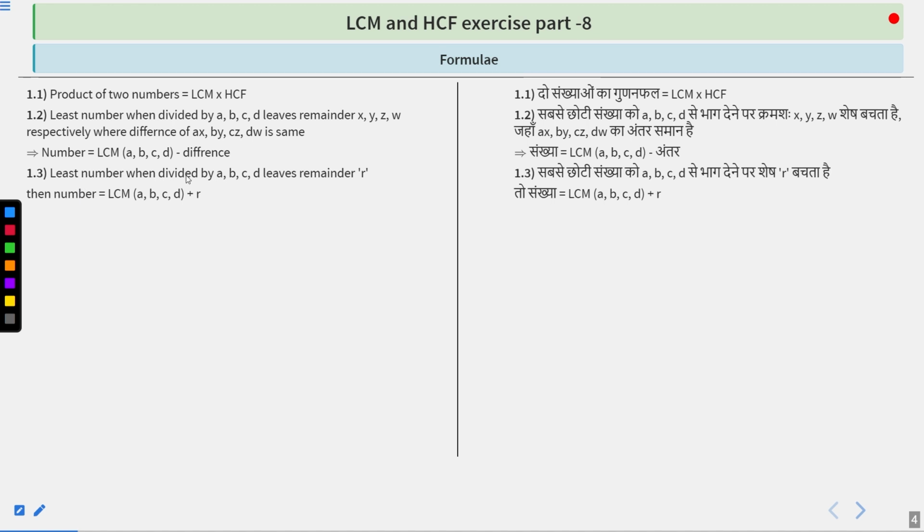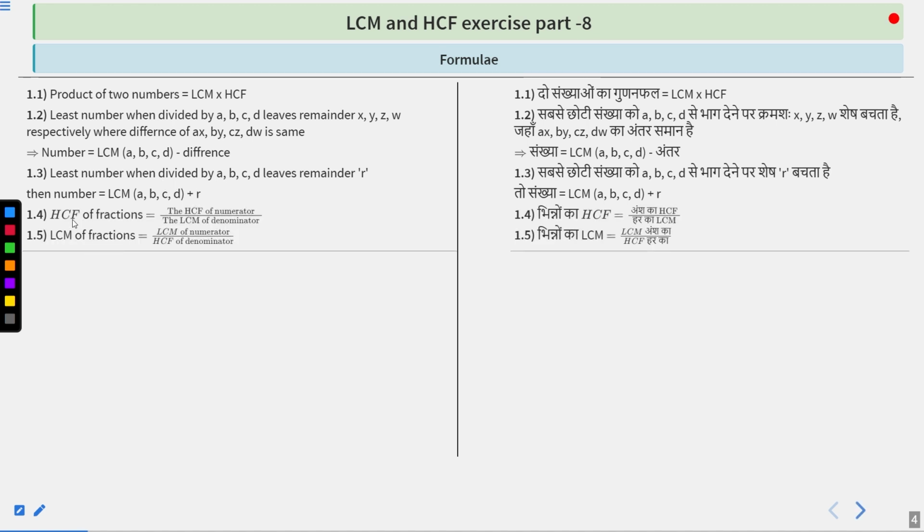The least number which, when divided by A, B, C and D, leaves remainder R in each case, is equal to the LCM of A, B, C, D plus the remainder R. Then HCF of fractions is equal to HCF of numerators upon LCM of denominators. And LCM of fractions is equal to LCM of numerators upon HCF of denominators. These are the formulas.